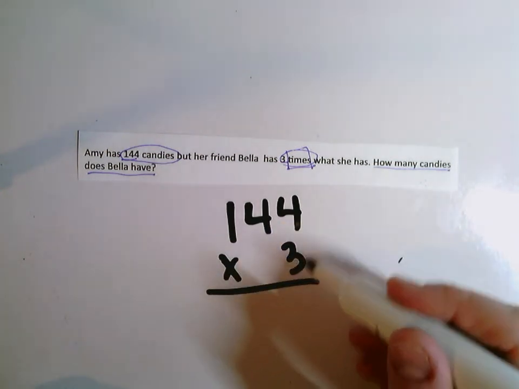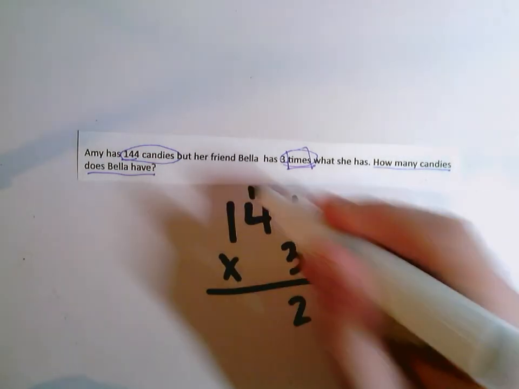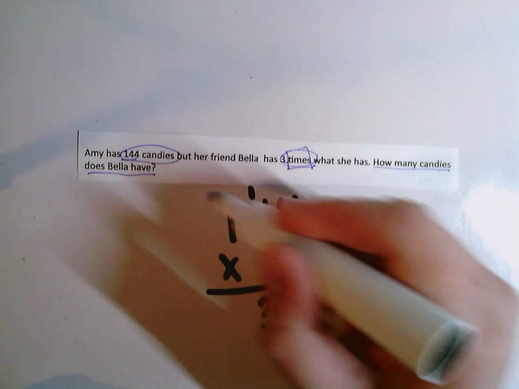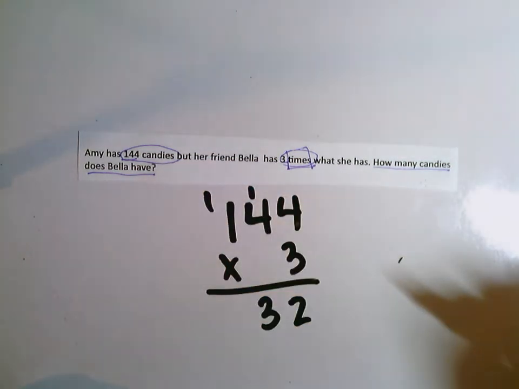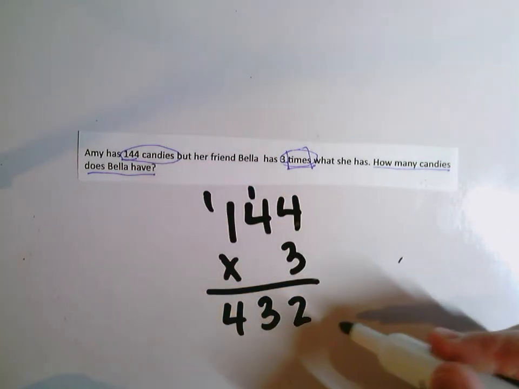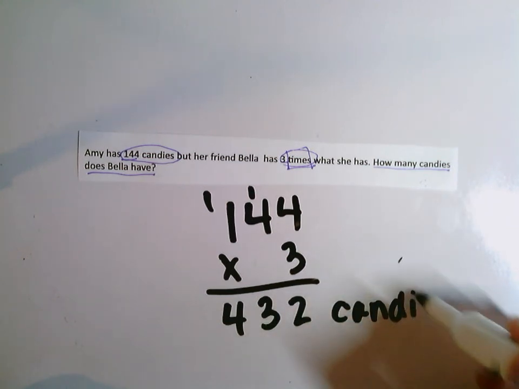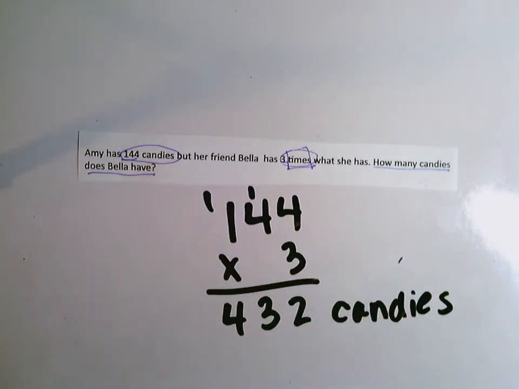3 times 4 is 12. 3 times 4 is still 12, plus the one that I regrouped. 3 times 1 is 3, plus 1 more. So Bella has 432 candies. You're going to use the same strategies on our Schoology assignment today. That's going to be multiplying to solve some story problems.